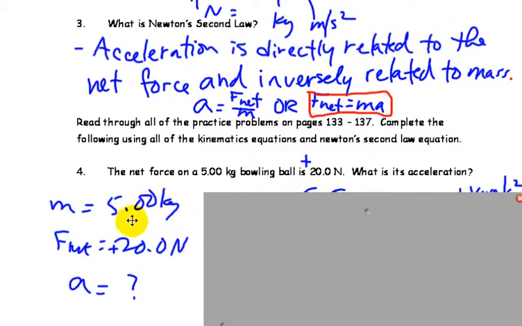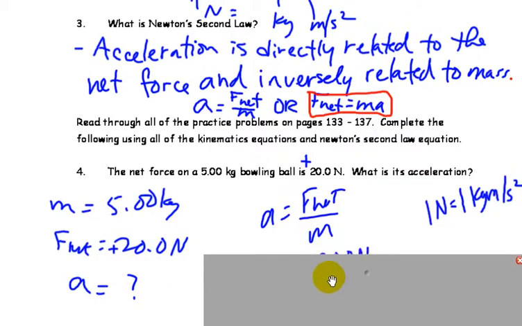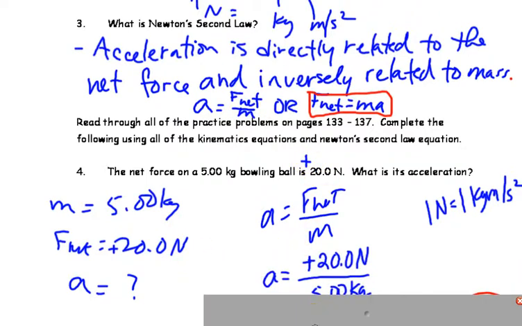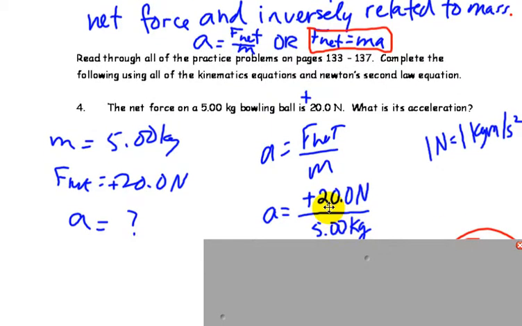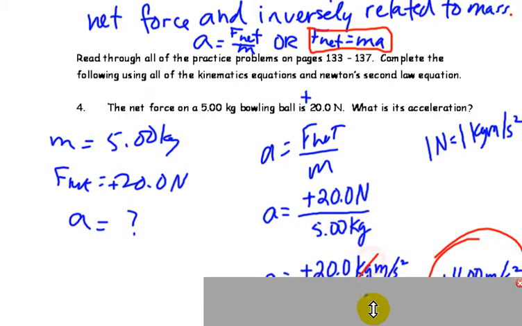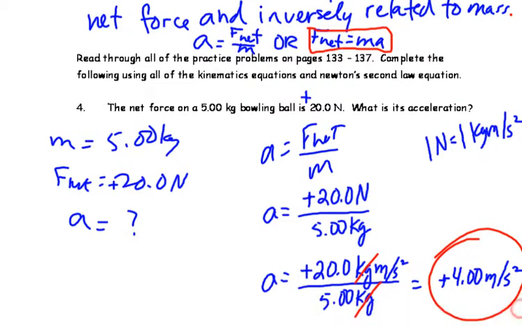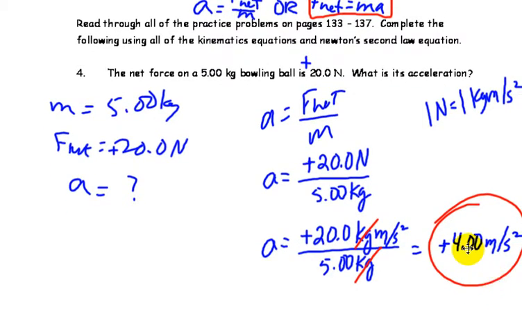What's the acceleration? Easily enough, we have 5 kilograms and plus 20.0 newtons. Looking for A, just rearrange the equation to solve for A. When you put that in, we have plus 20 newtons over 5 kilograms. You may want to refer to a newton as a kilogram meter per second squared, so that we can cancel out the units appropriately. Kilograms and kilograms cancel, and we're left with the unit we're commonly used to for acceleration: plus 4.00 meters per second squared.